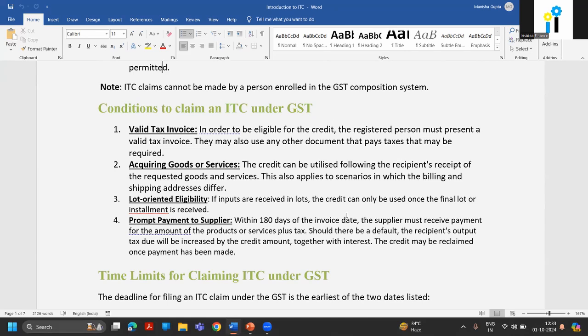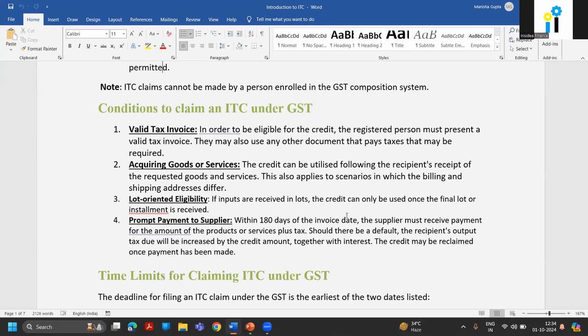Acquiring goods and services, lot oriented eligibility. If inputs are received in a lot, the credit can only be used once the final lot is received, as I mentioned. And promptly pay the supplier within 180 days of the invoice date; the supplier must receive the payment of the amount of the product or service plus taxes. If there is a default, the recipient's output tax due will be increased by the credit amount together with interest. The credit may be reclaimed once after the payment is made. Means you have to have a valid tax invoice with you. In order to be eligible for credit, the registered person must present a valid tax invoice.